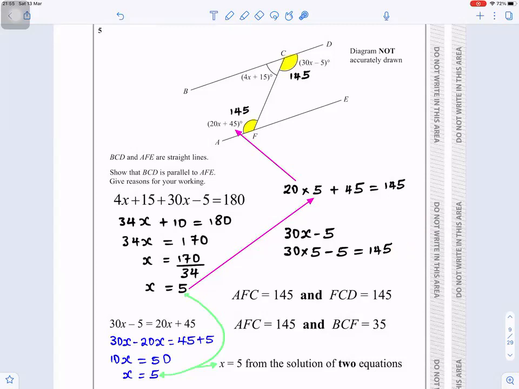So you have shown that angle AFC is 145. Angle AFC is 145. Angle BCF is 35. So this angle is 35. This one is 145. When you add them, they make 180. Angle AFC is 145 and FCD is 145. Those are ways to show that those two lines are parallel.